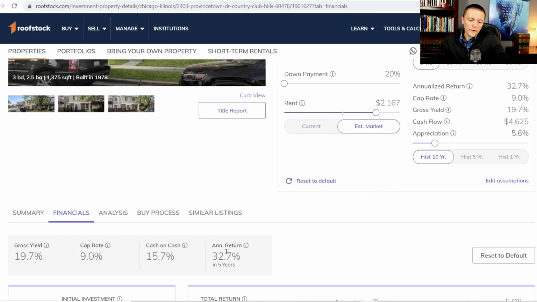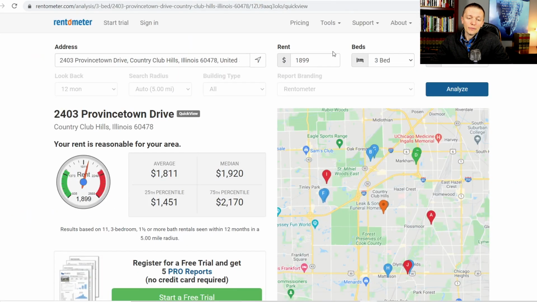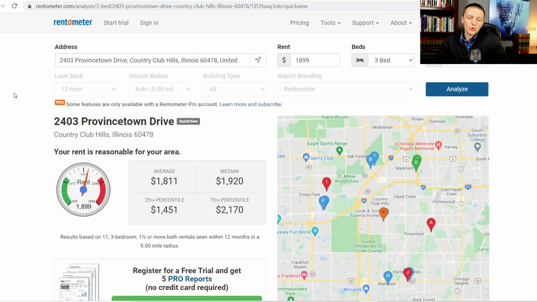As you can see here with that estimated market rent, the cash-on-cash return would jump up to 15.7%, and the total annual return over the course of 5 years would jump up to 32.7%. And those are some pretty good numbers. And again, I want to make sure that this estimated market rent number is valid, and so I'm going to go ahead and plug this information into Rentometer and see what we get.